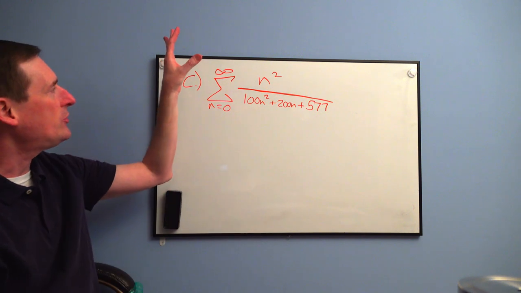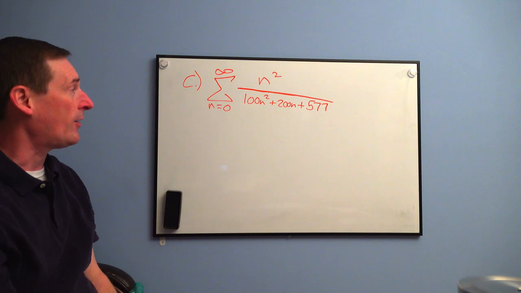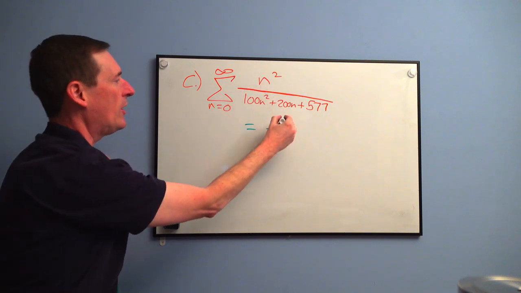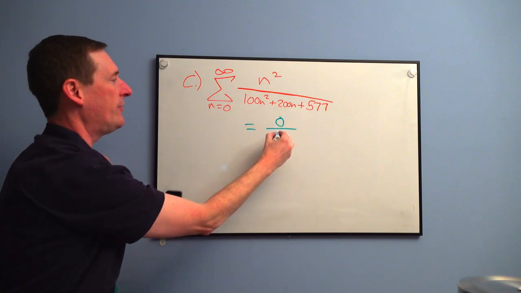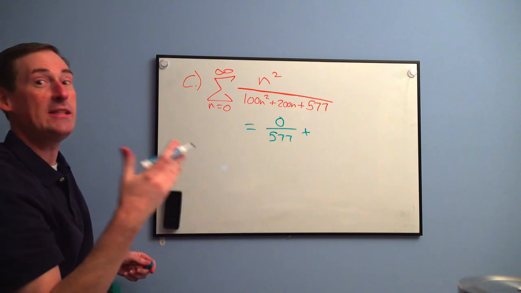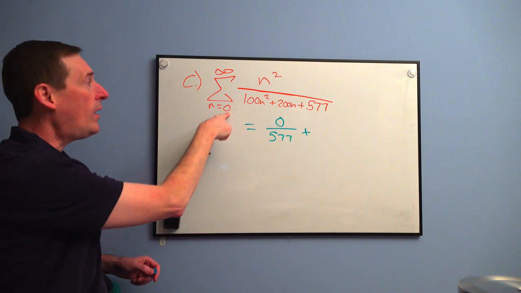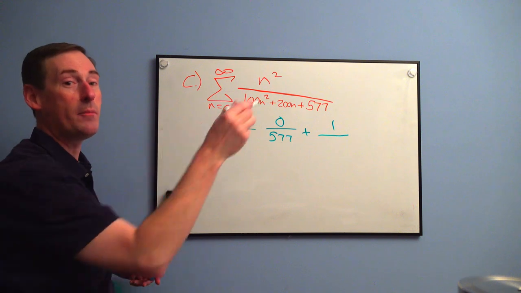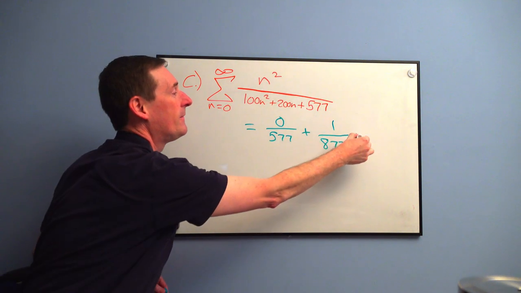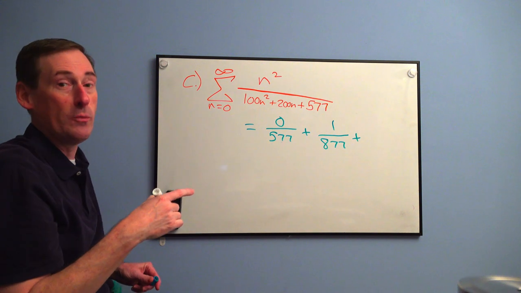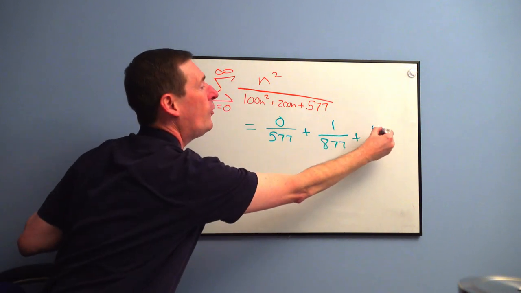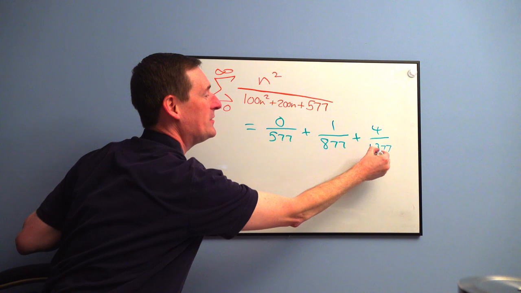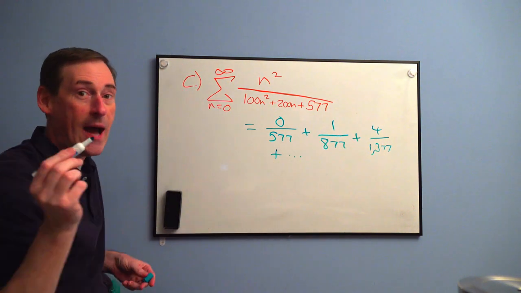Okay, so let's do the infinite series from 0 to infinity of this one. Well, let's just plug in some numbers just to see what happens, just out of curiosity. 0 squared is 0 over 0 plus 0 plus 577. So the first term is going to be 0, plus. And then you take 1 and plug that in for all the n's. And I ended up getting 1 squared is 1 divided by 877. Interesting. Then just for fun, I plugged in 2. 2 squared was 4, and when I plugged 2 into the bottom, I got 1,377. I like how that ends with 77 every time. Plus, dot, dot, dot. And that keeps going.